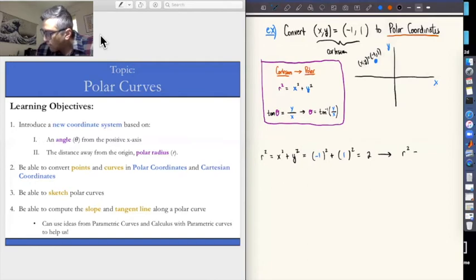So we can solve for what r should be, or the polar radius from this, by taking the square root of both sides. But now if we take the square root of both sides, we get a plus or minus sign attached to that square root.